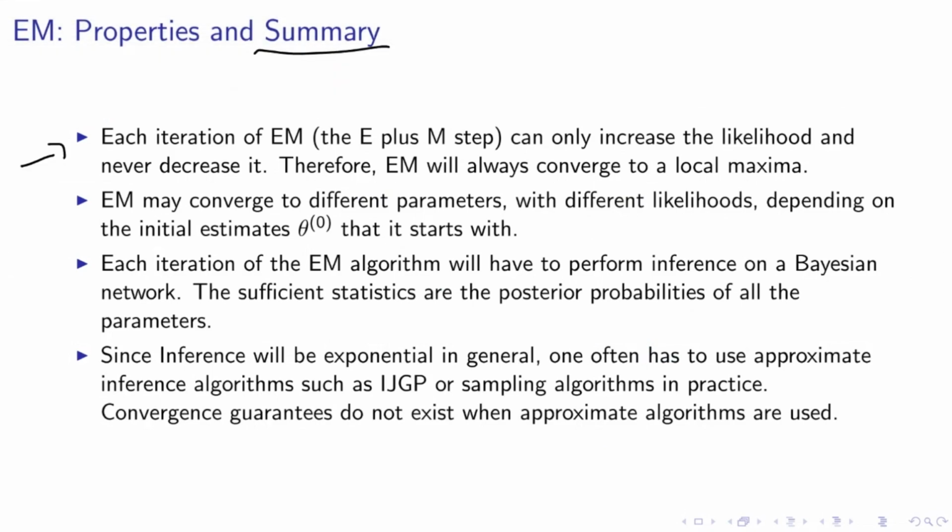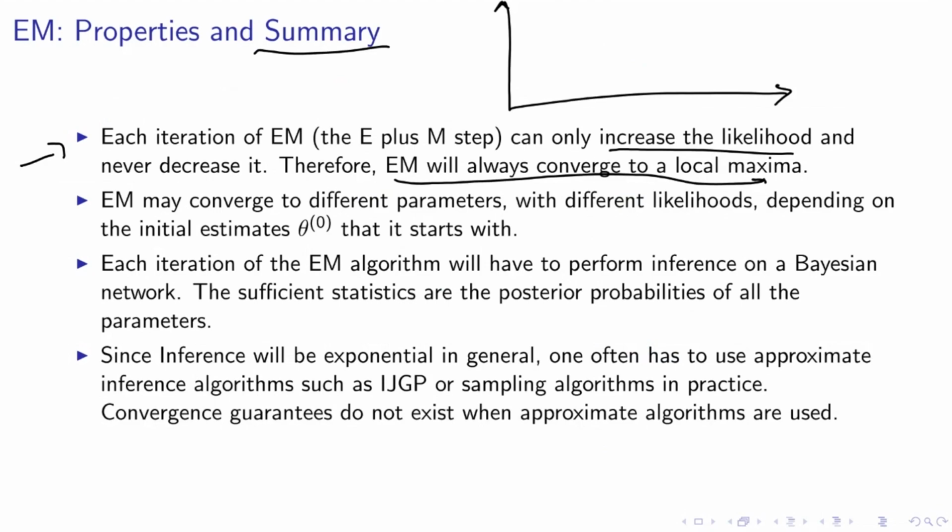The most important property of the algorithm is that at each iteration, which is nothing but the E plus the M step, the likelihood can only increase and it will never decrease. As a consequence of this, EM will often converge to local maxima. That's the good news. The bad news is that EM will converge to different parameters with different likelihoods depending on the initialization being used. The initial parameters that you start with will dictate what kind of solution you reach.